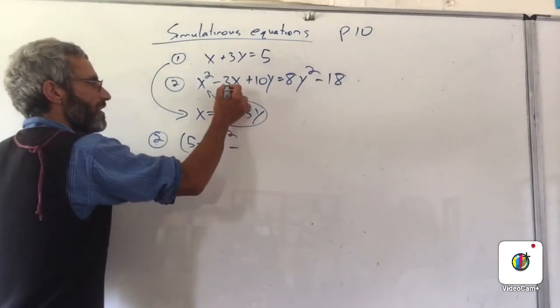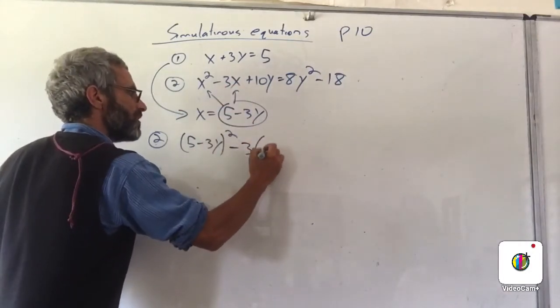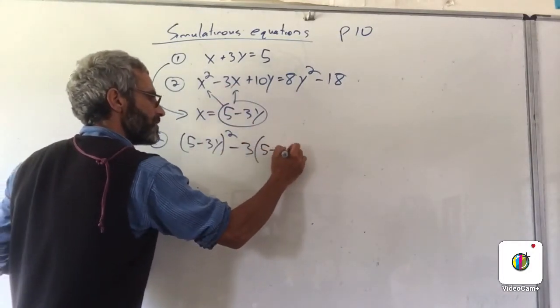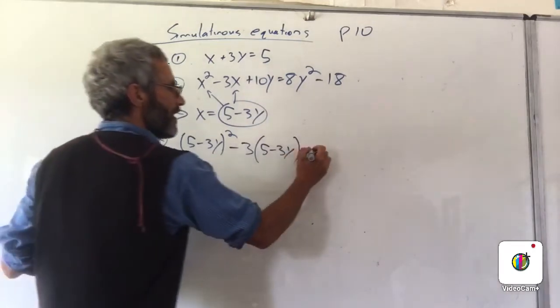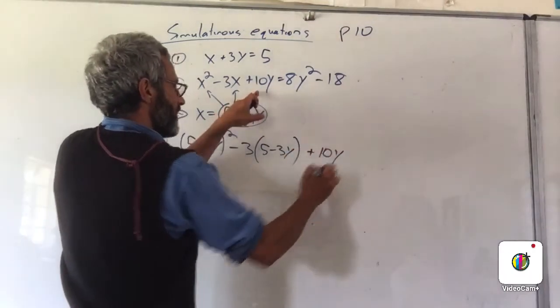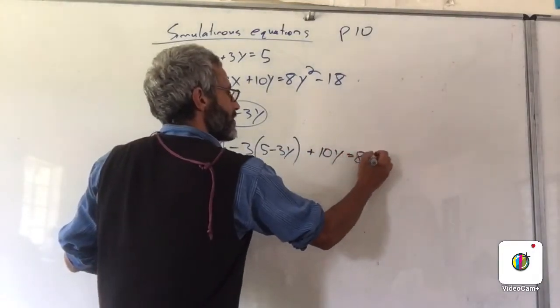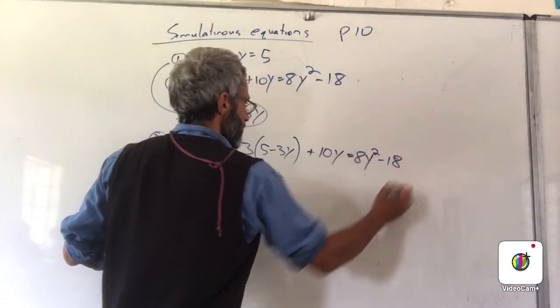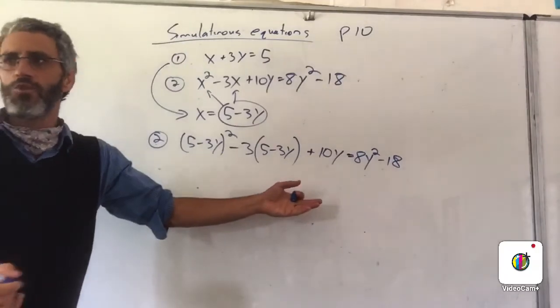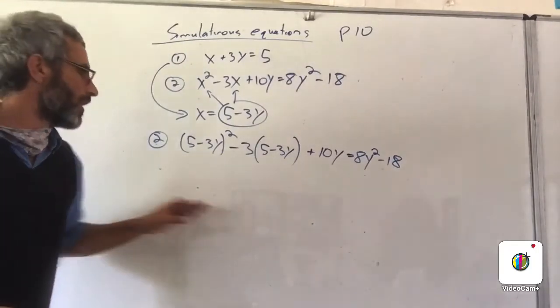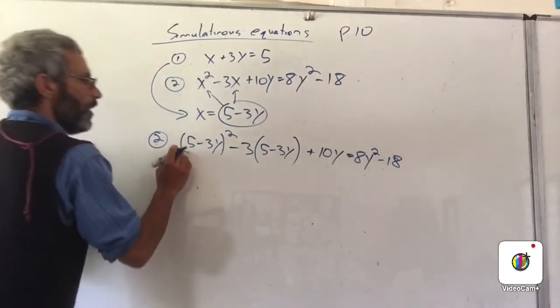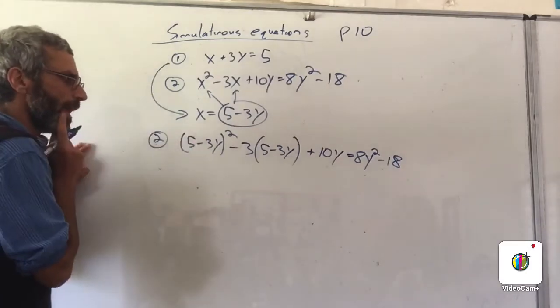Now I have minus 3x, so minus 3 times (5 minus 3y). Then I've got 10y. y is fine, I can have y. I just don't want to have x here. Equals 8y squared minus 18. This is not difficult, guys. This is just a normal quadratic equation. You guys are good with quadratic equations. What do we have to do here now?